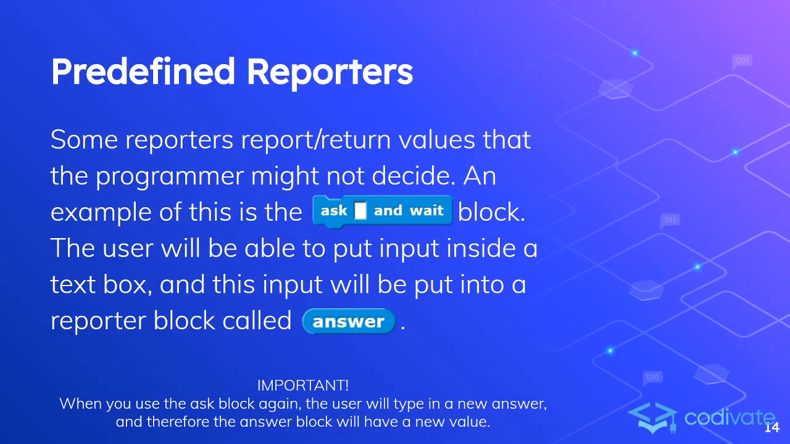Some reporters might not be decided by the programmer but by the user. An example of this is the ask and wait block, which is used by the programmer to ask the user for an input. The input will be stored inside the answer block, and you can use the ask and wait block again. It is useful to set answer to a variable so Snap remembers it. This is because when you use the ask and wait block again, it will overwrite answer, and the answer block will actually change values. We will talk about variables, which is useful for storing answers and other values, in a future slide.